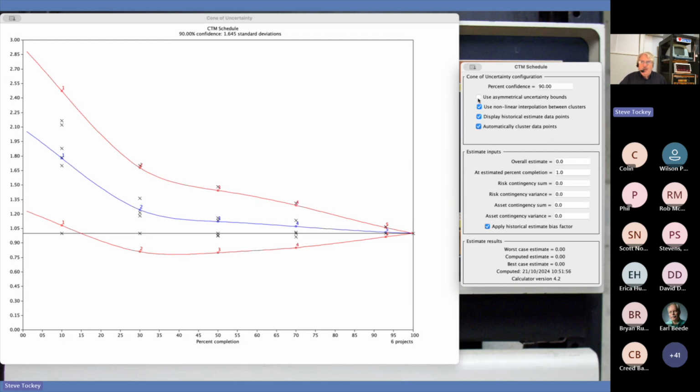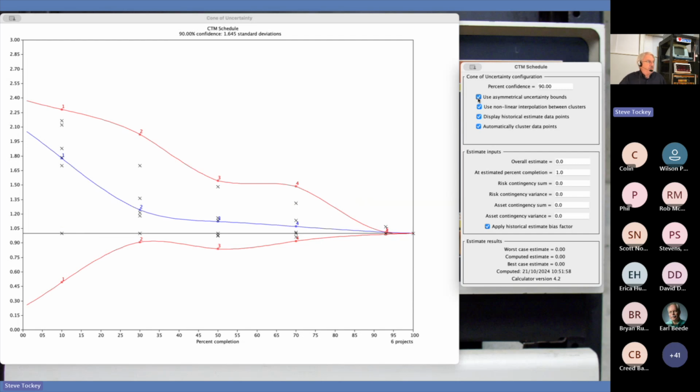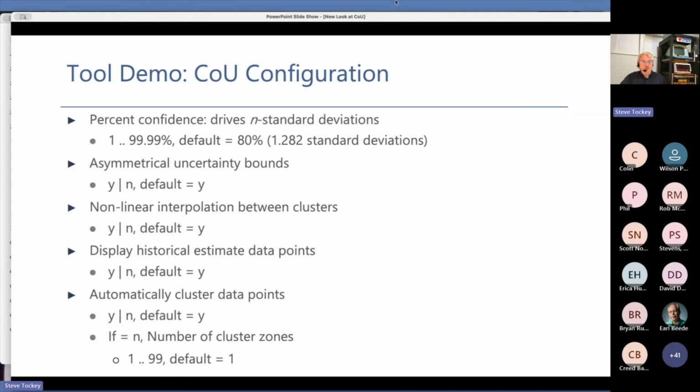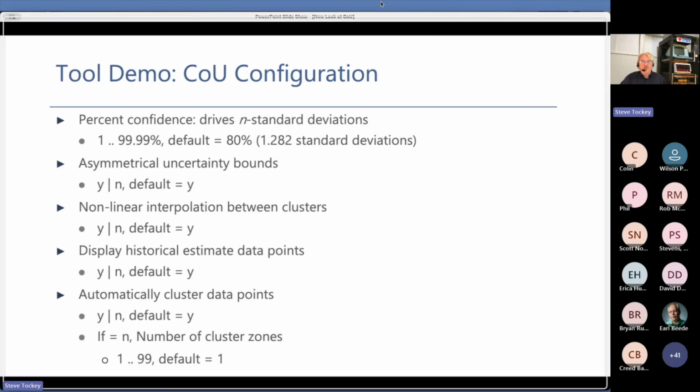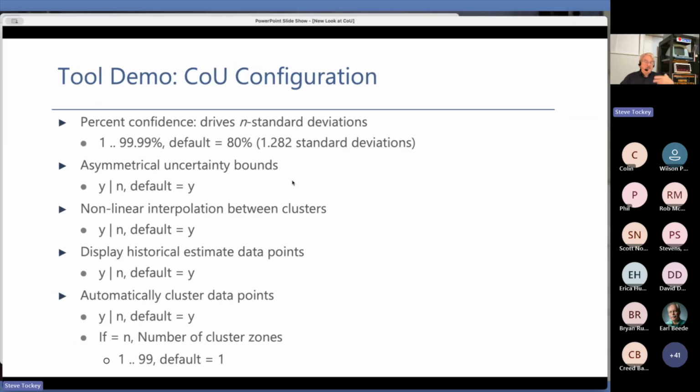Okay, so let me go back here. That's fine. So that's how you can configure your cone of uncertainty. How confident do I need to be? Do I want to go asymmetric? Do I want to go symmetrical, et cetera, et cetera?